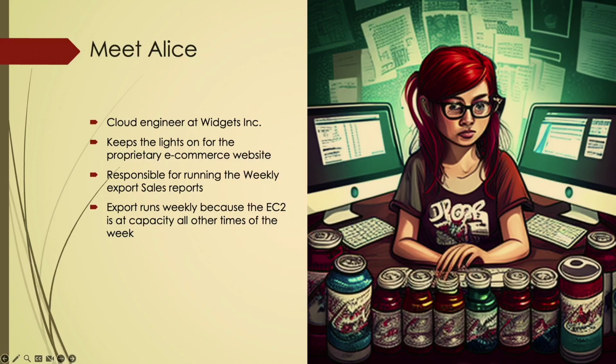So here's Alice. She's a cloud engineer at Widget Inc. She keeps the lights on for the e-commerce website. She runs the weekly sales report. It can only run weekly because this e-commerce system runs on a large EC2 and it's at capacity. So there's issues there, right? So there's problems. It's a common business problem that we all have.